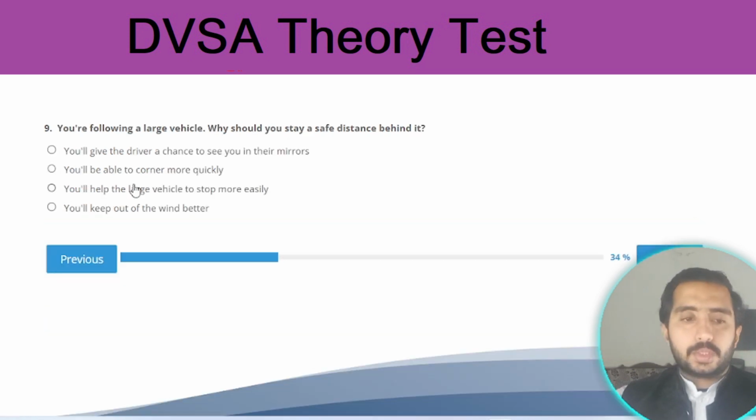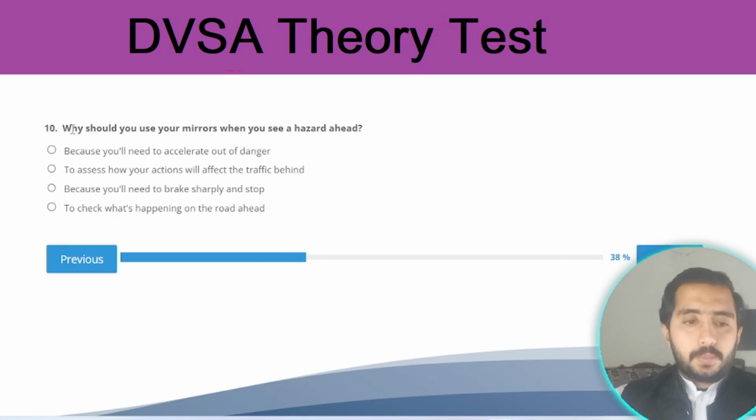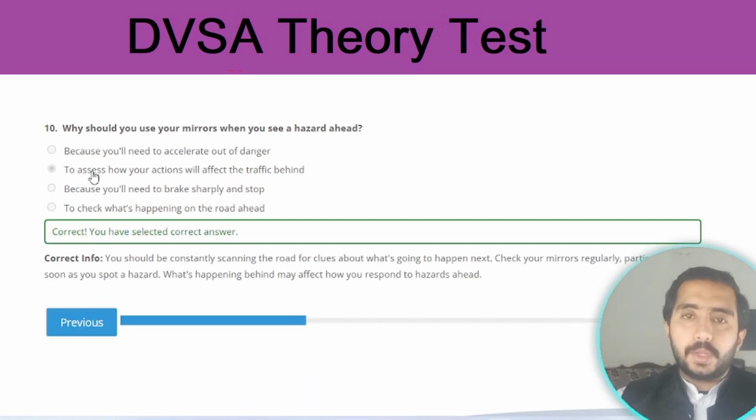Next one. Question number 9. You are following a large vehicle. Why should you stay a safe distance behind it? Because you give the driver a chance to see you in their mirror. Option A is the correct one. Next one. Question number 10. Why should you use your mirror when you see a hazard ahead? The correct option is to assess how your action will affect the traffic behind. Option B is the correct option.